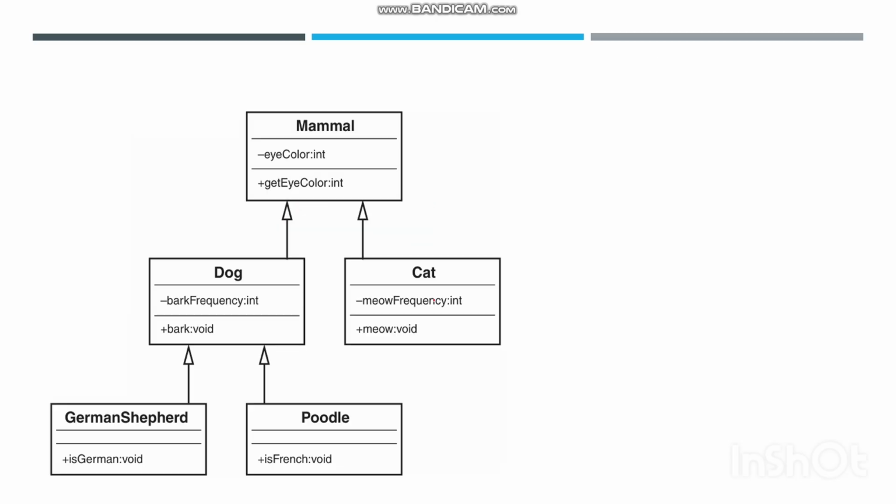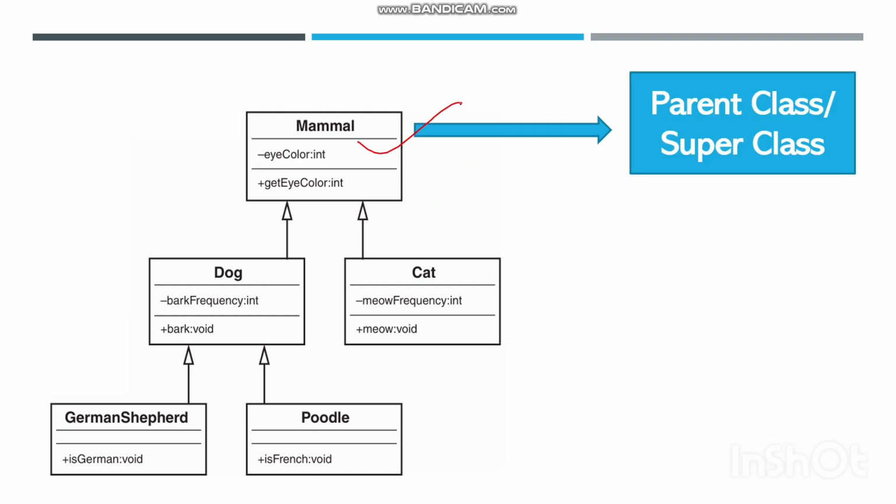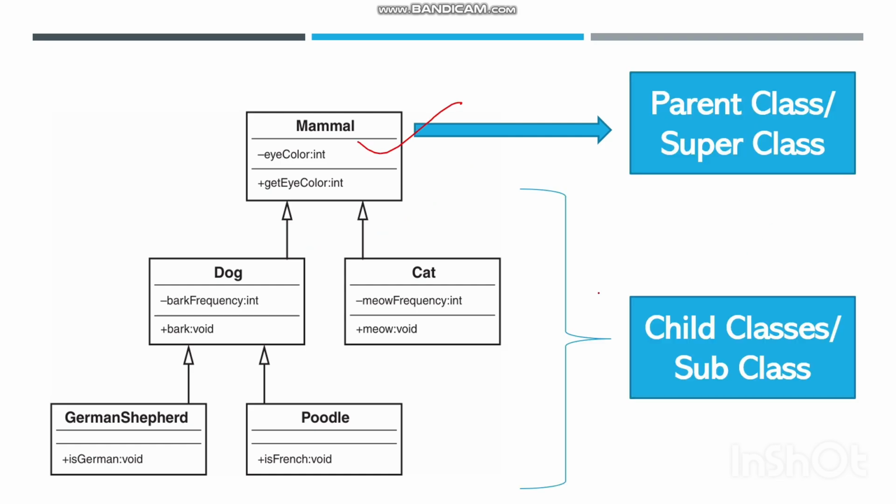So how is inheritance implemented? Here is the example. As you can see, this mammal class is the parent or superclass, and these classes below are the child classes. This is the UML diagram. The UML diagram is basically used in object-oriented programming to show the relationship between different objects, and it's used to design the objects and classes.